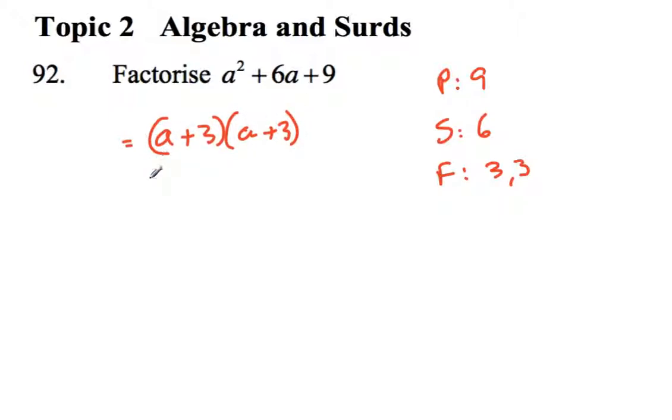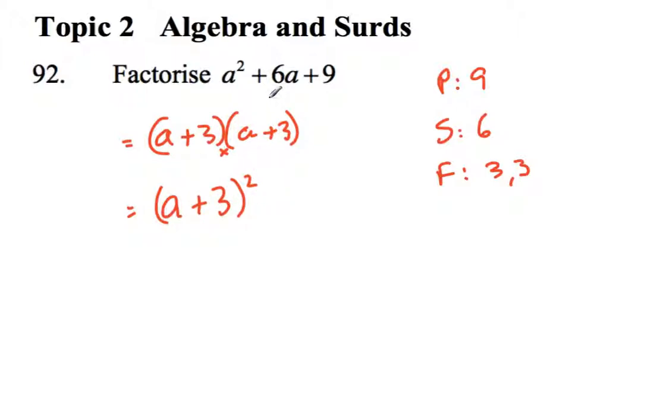So we could write that, because these are the same brackets multiplying with each other, in this form: a plus 3 all squared. Now I'll show you a little bit of a shortcut here. This is called a perfect square, when it's allowed to be factorized into one bracket just being squared.